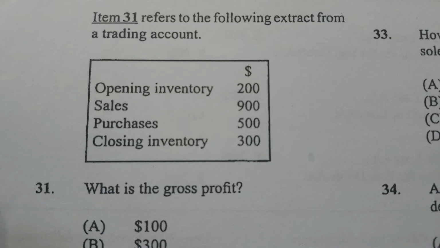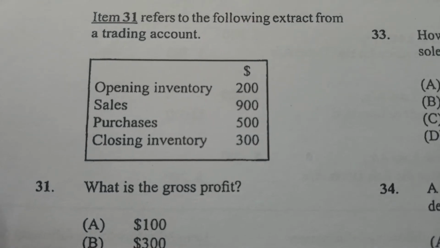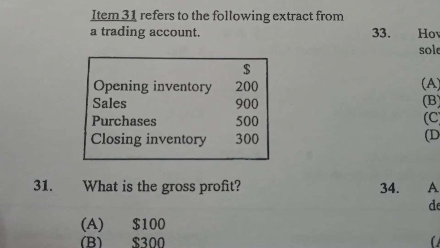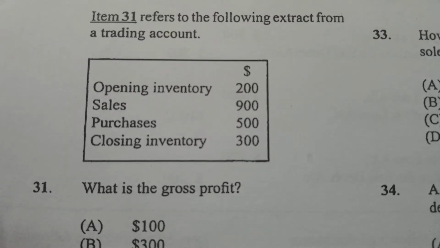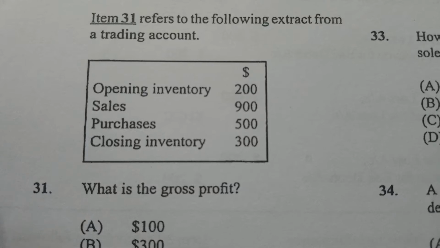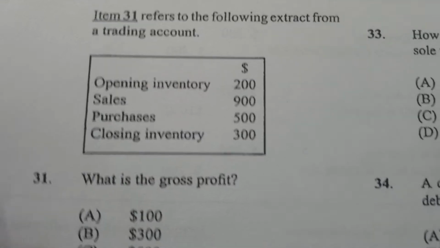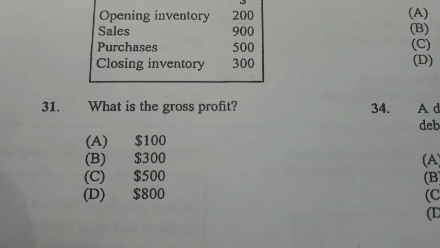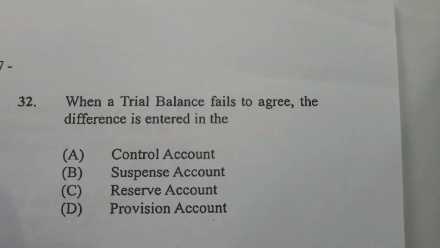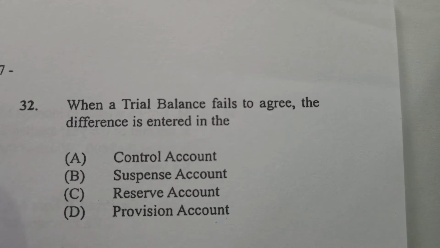We're going to add the opening inventory, that is 200, with the purchases, that is 500, that will be 700. When we add that, subtract 300 from the 700 is going to give us 400. That will be our cost of goods sold. Subtract the 400 from this 900, which is the sales, and we'll get the gross profit. So what is the gross profit then? $500, that is C.